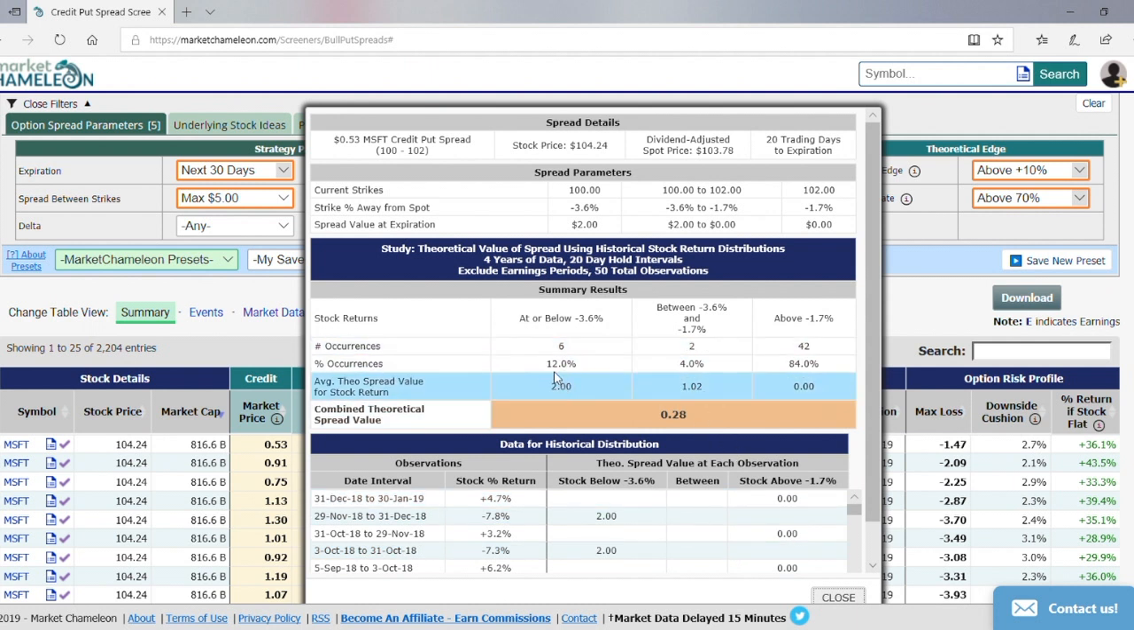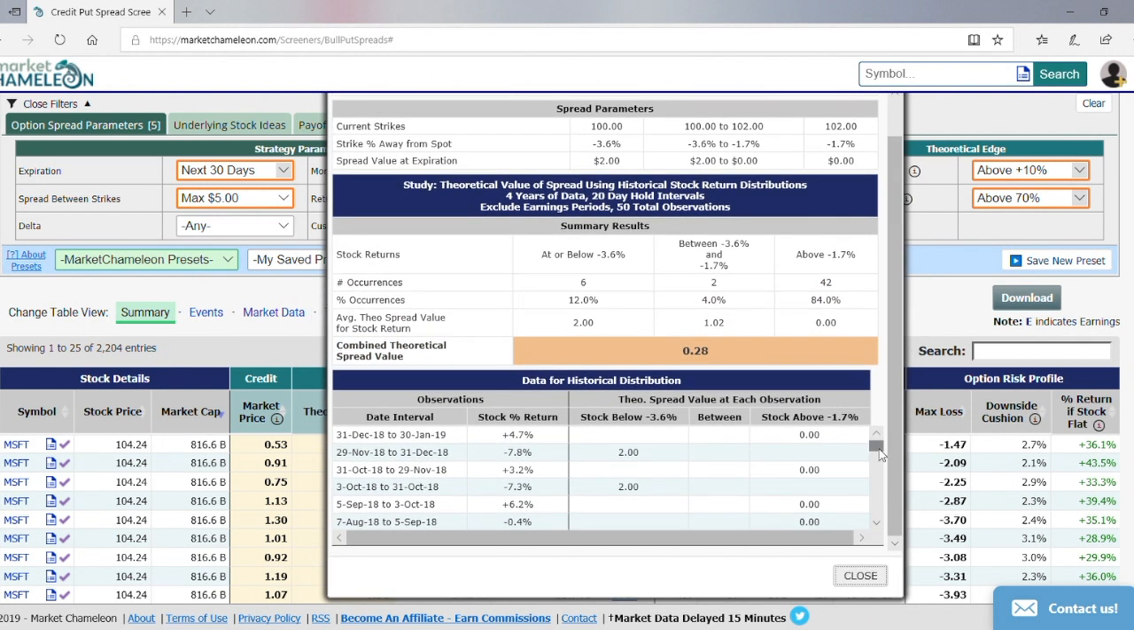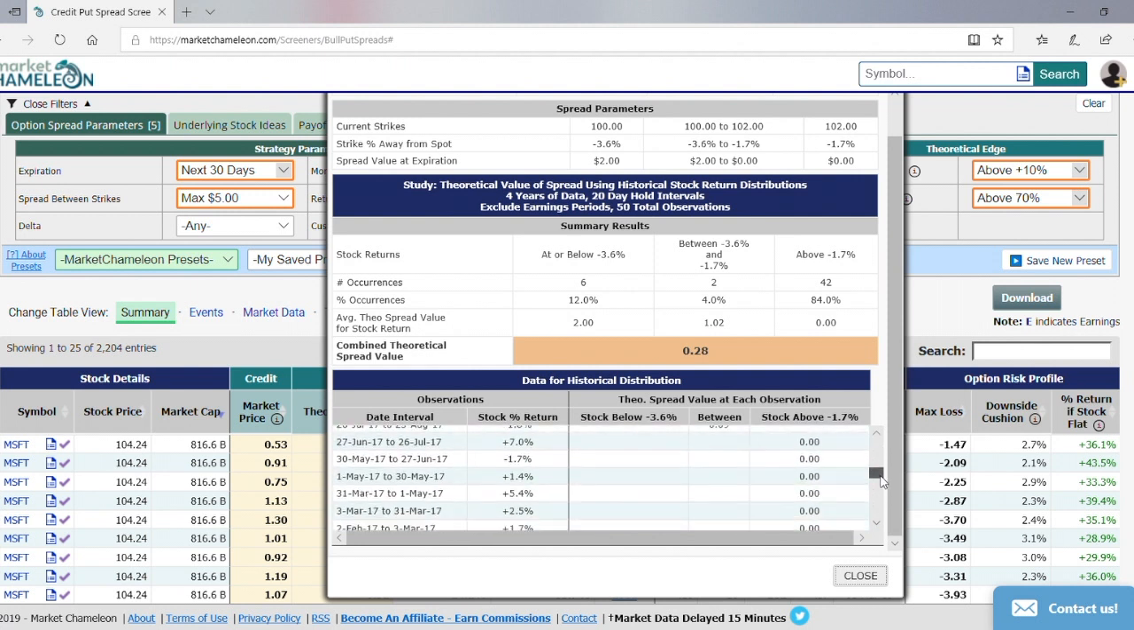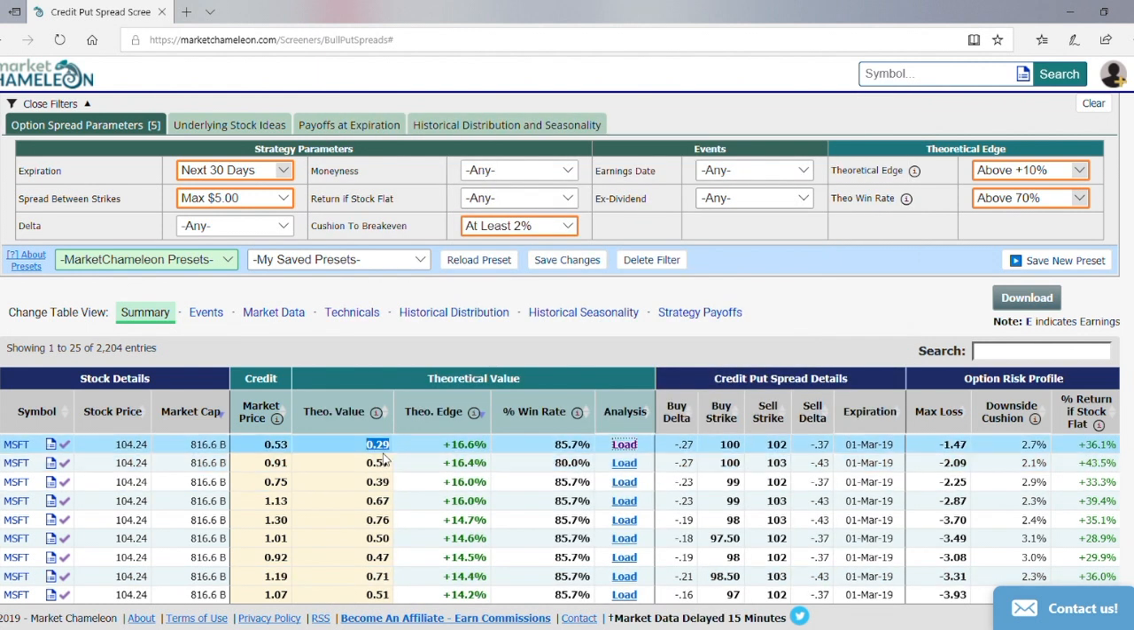So then when you take all these and multiply the probabilities by the returns, you get a theoretical value of 28 cents. And down here you see all the data: from which dates, what the return was, and what the theoretical value would be for those periods. And so that's how you get this theoretical value.